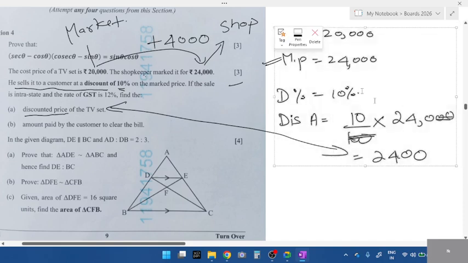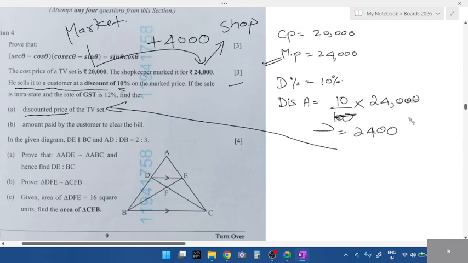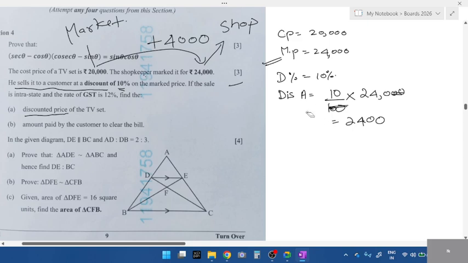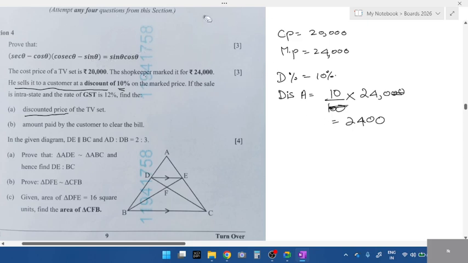Discount. What do you mean by discount? You need to add or subtract, students? Subtract it. Now, one minute. What they have asked is discounted price. Sorry, this is not the discount amount. I'll take this as discounted price. In discounted price, I'll remove this word, students.